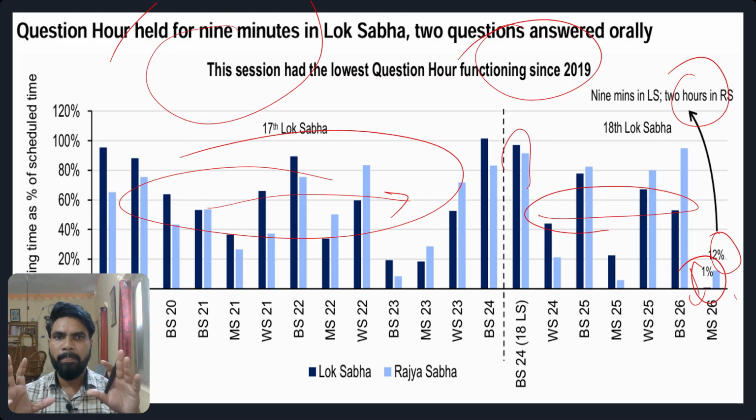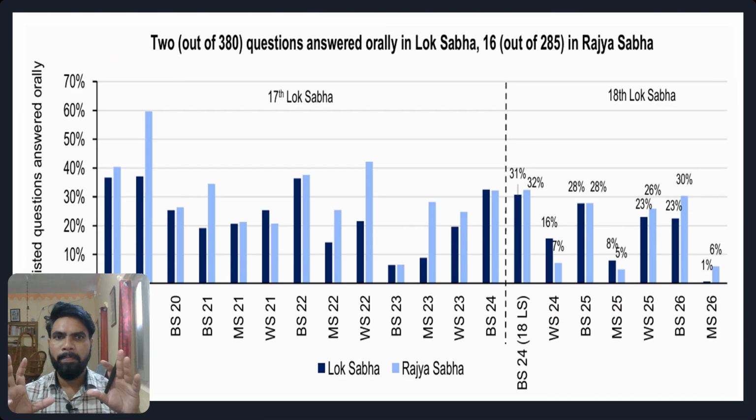Question hour was substantially there in the budget session of 2024 of the 18th Lok Sabha only, then it fell down in the winter session. In the budget session it was better. Then in the monsoon session of 2025 it fell down. In the next winter session of 2025 it was reasonable. In the budget session of 2026 it was better, but the monsoon session of this year you can say is the worst period for question hours in the series of sessions the houses have had. Out of 380 questions, only two were orally answered in Lok Sabha, and 16 out of 285 questions were orally answered in Rajya Sabha.